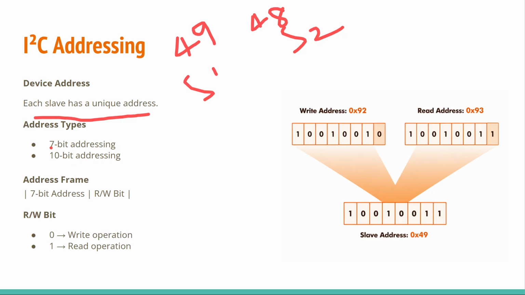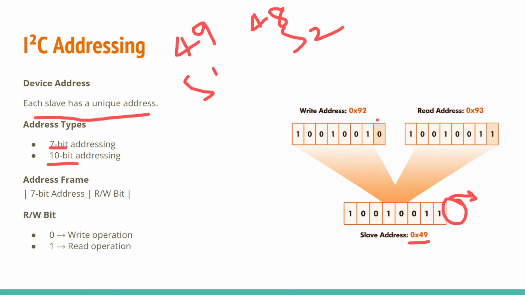The address will be a 7-bit address or a 10-bit address. Mostly it comes as a 7-bit address. For example, here I have taken my slave address as 0x49. Its binary value is this. Along with the 7 bits, the last bit determines whether I am going to write to the device or read from the device. So 7 bits is the address.